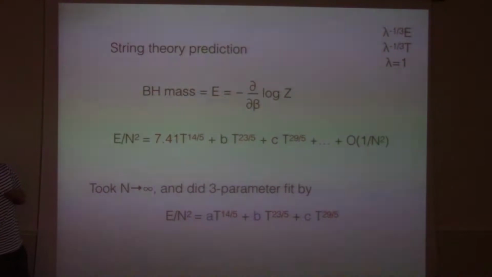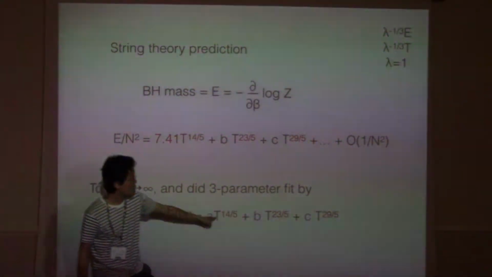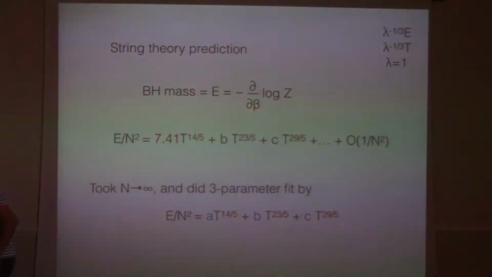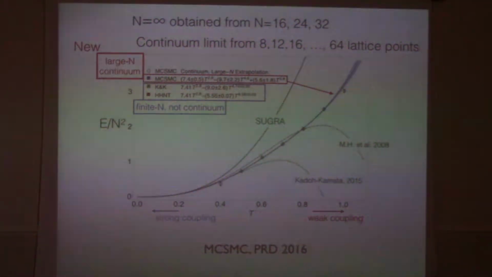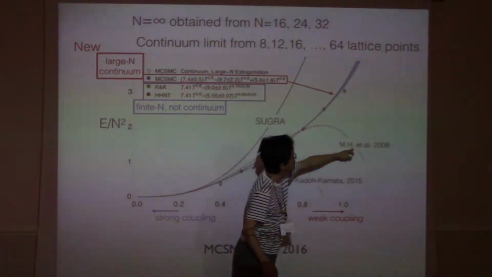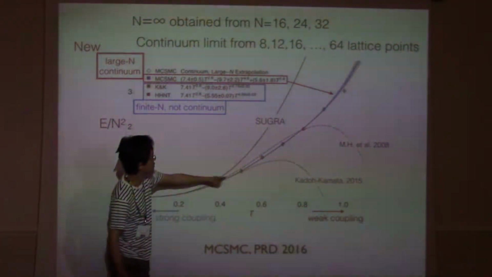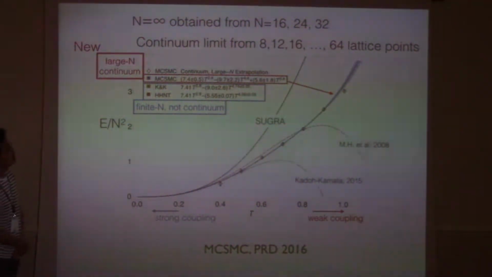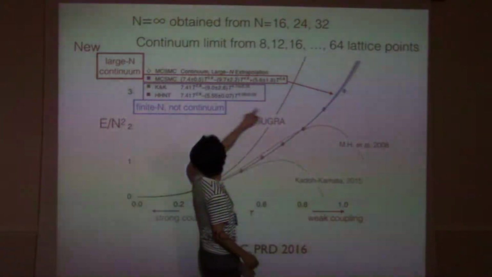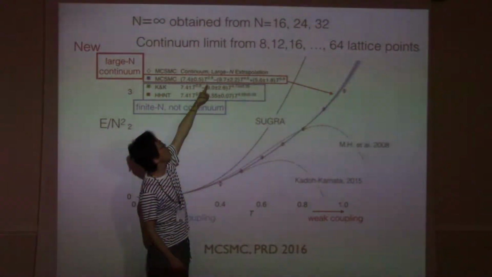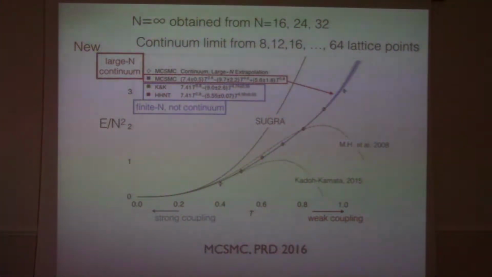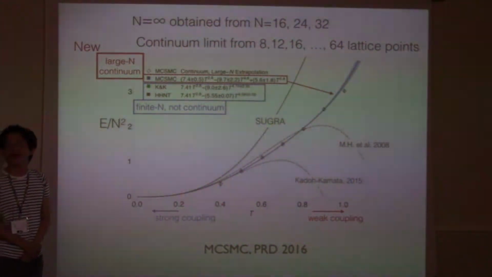For example, if we assume these powers and introduce three fitting parameters, what do we get? This is the result. This was a previous fit result by us and by Hanada, and these are our new simulation results. This is our best fit with these ansatz. It says the coefficient of t to the 14 over 5 is 7.4 plus or minus 0.5, and the theoretical value was 7.41.